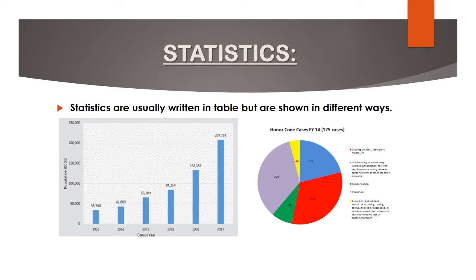Our next heading is statistics, which is usually written in tabular form. It can either be in the form of a bar chart, that is this, or it can be in the form of the pie chart. It is just used to understand the specific percentages. As you can see, there are percentages written, the specific percentages of any study.